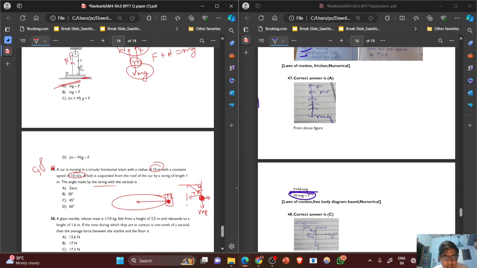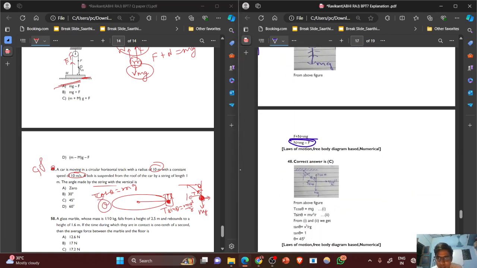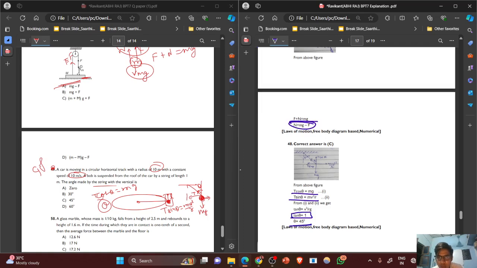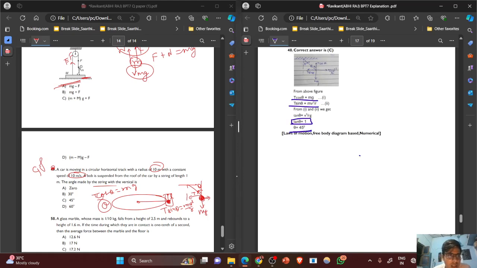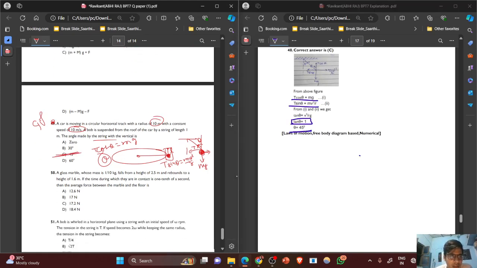Write the equilibrium condition. T sin theta will be mv square by r, and T cos theta will be mg. Take the ratio, get the value of tan theta. Tan theta equals 1, so theta equals 45 degrees. It's again a simple question. Option C is the correct answer.